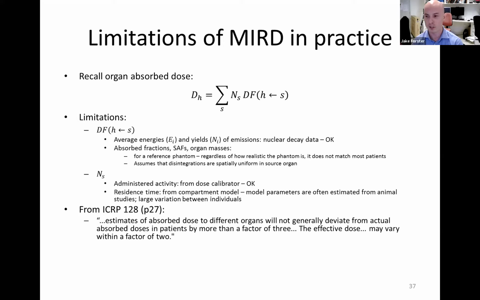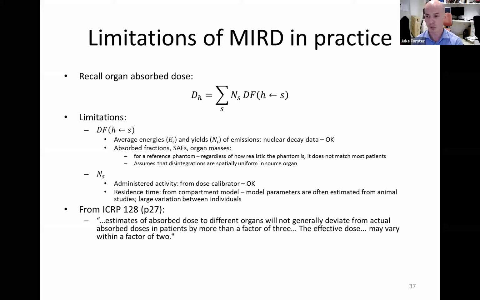So there's a couple of limitations. On the biokinetic side of things, we can break down our total number of disintegrations in a source organ into the administered activity and the residence time. The administered activity, we measure in a dose calibrator. And if you've got a good QC or QA program for your dose calibrator, the uncertainty in that is usually not too bad.